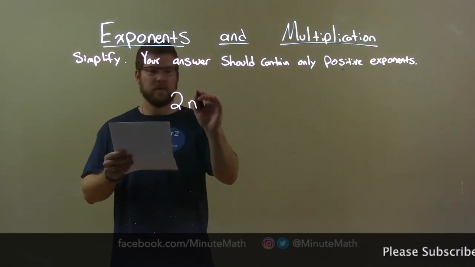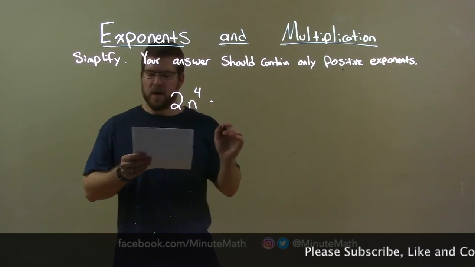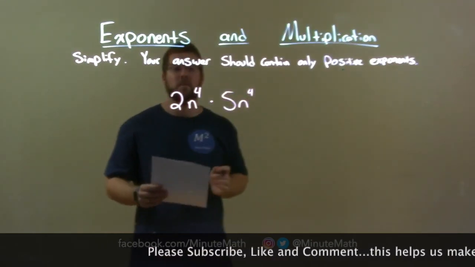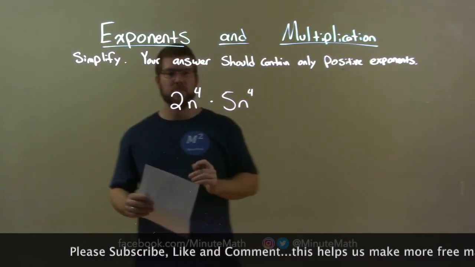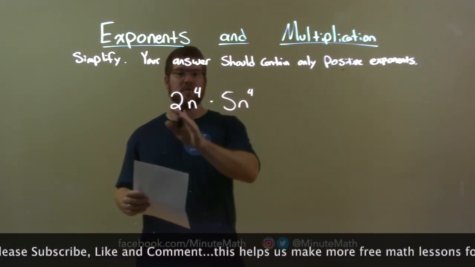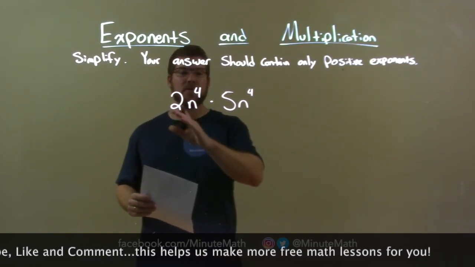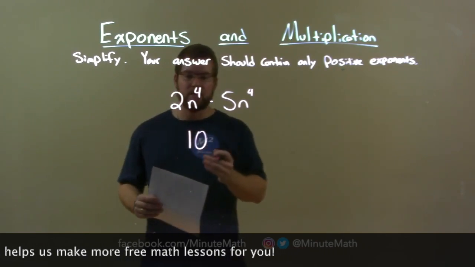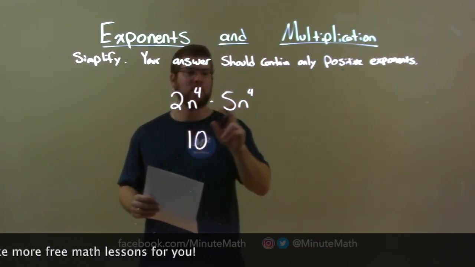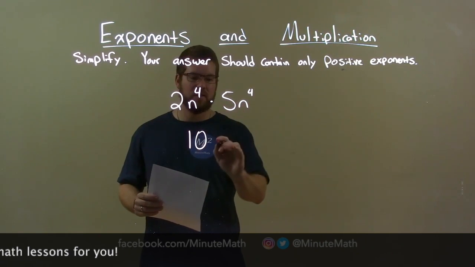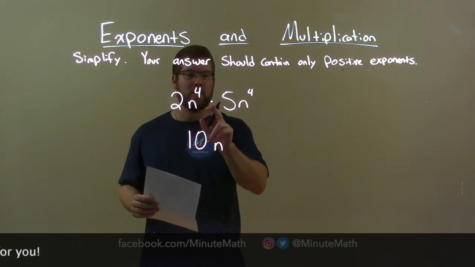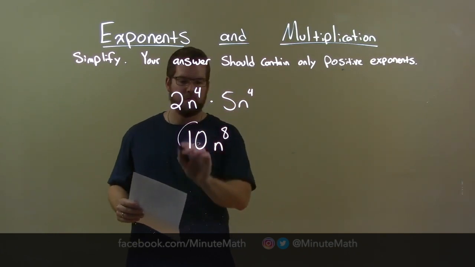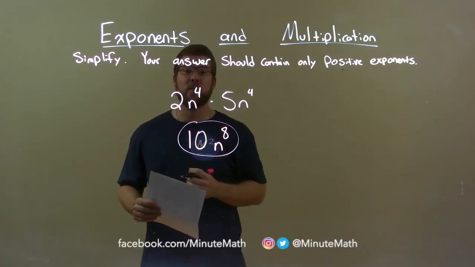2n to the 4th power times 5n to the 4th power. We're multiplying these two terms. So we first look at the coefficients, 2 and 5. That being multiplied, 2 times 5 is a 10. Now let's look at the letters, or the variables. n to the 4th and n to the 4th. Same base as n right there. And when they're being multiplied, we add the exponents. 4 plus 4 is 8. And so my final answer is 10n to the 8th power.